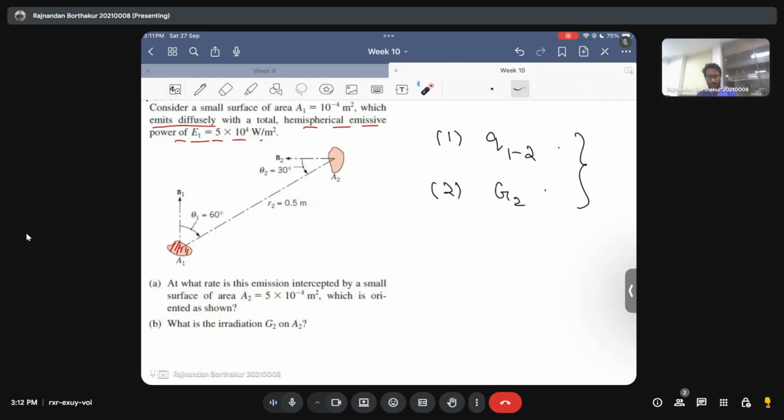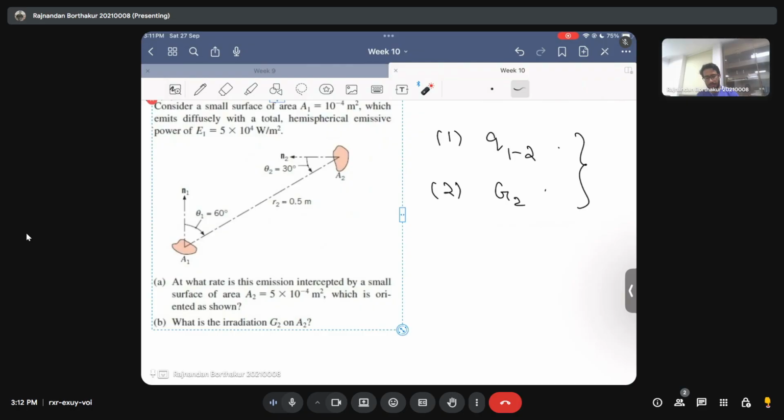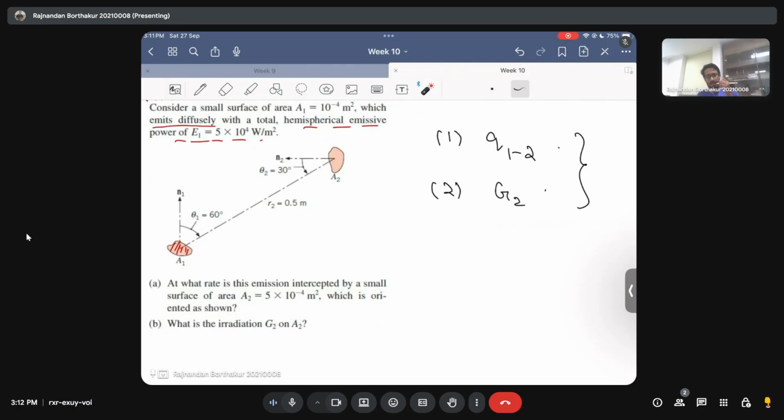And the second thing that they asked us is to evaluate the irradiation G2 on A2, basically. So after finding the emission that is intercepted by A2, we need to also find the irradiation G2 that falls on this area A2. Okay, that falls on the area A2 is what the question wants us to evaluate.